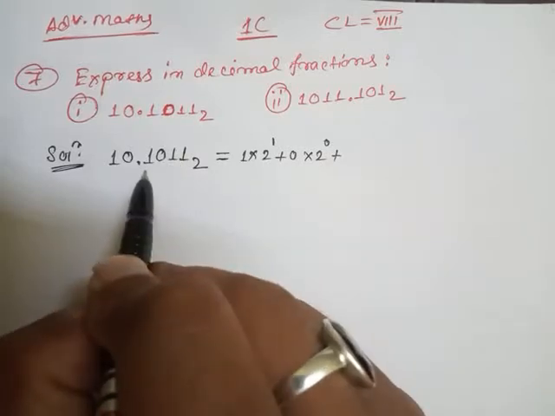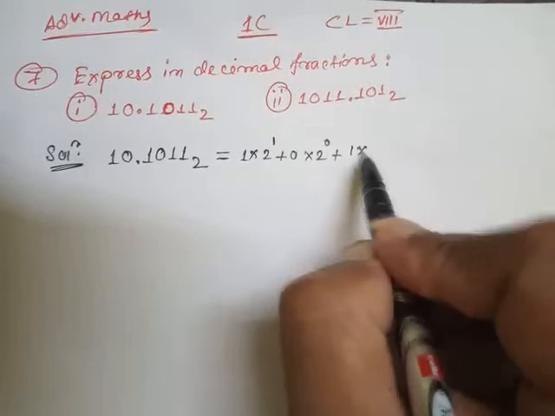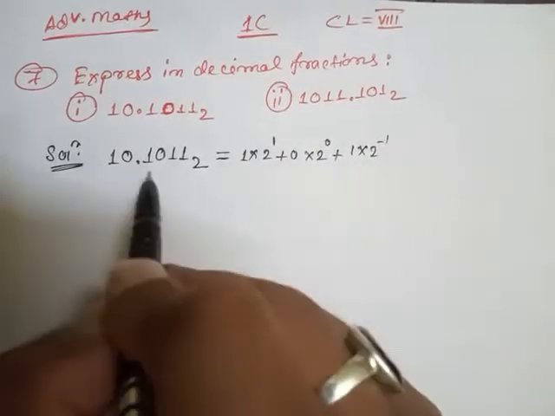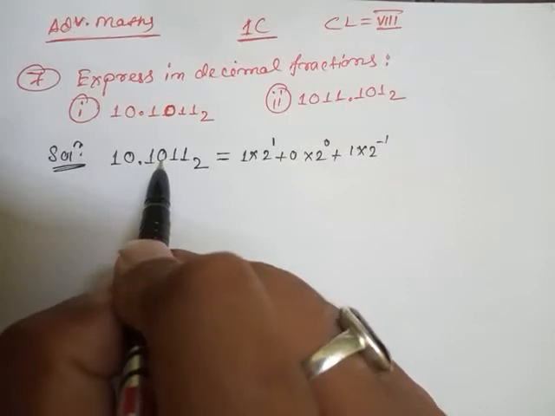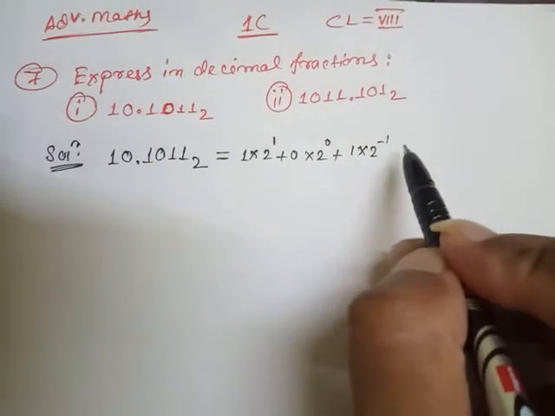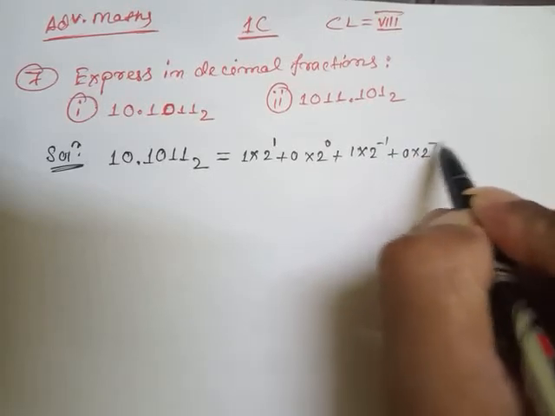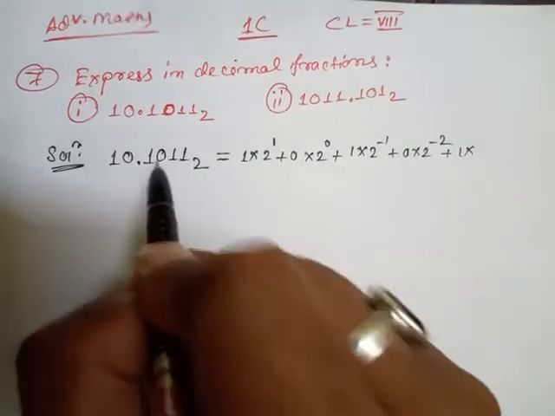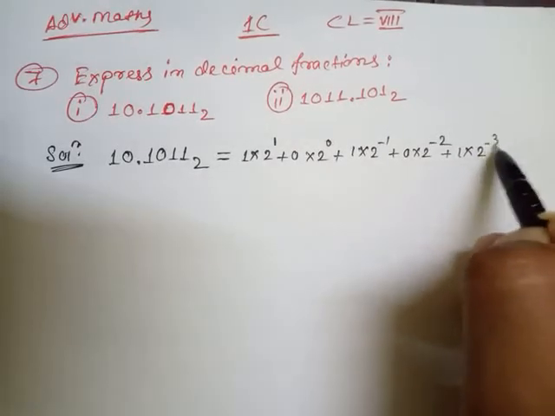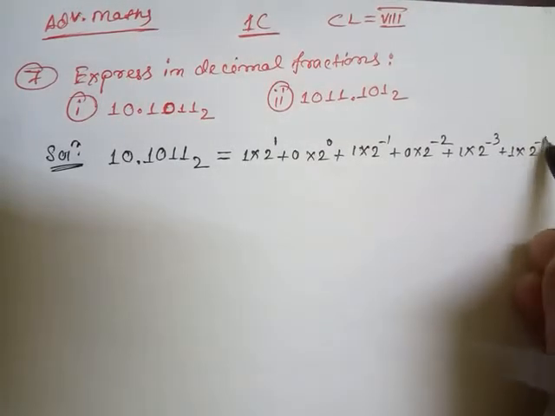Now if there is a decimal point, then 1 into 2 to the power minus 1. Since there is a decimal point, first digit, then second, which means for the second case there is 0, then 2 to the power minus 2. Then for the third case, 1 into 2 to the power minus 3. Then for the fourth case, 2 to the power minus 4.